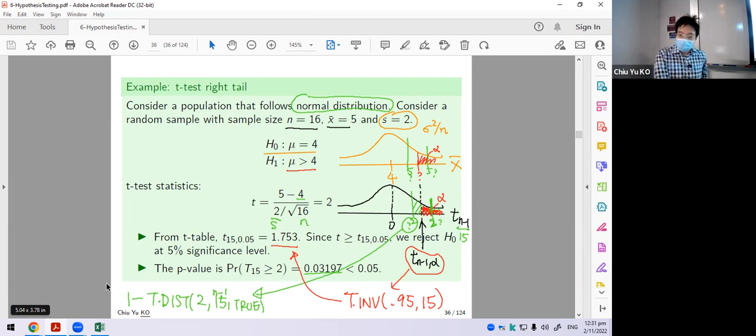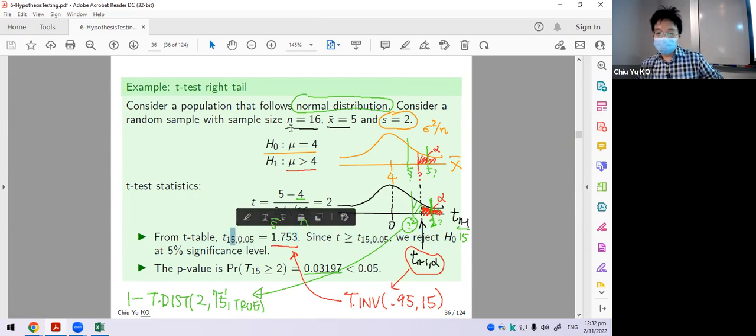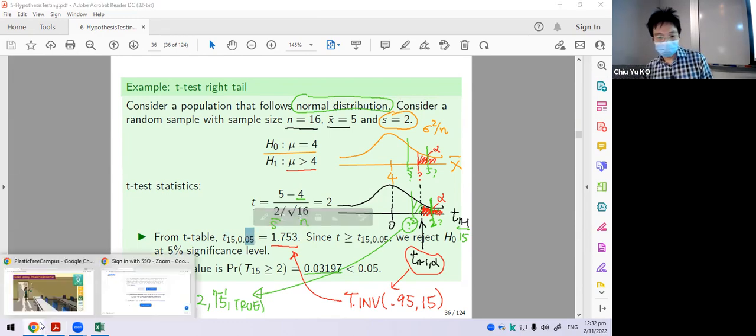So let me continue. I just want to show again how to use the T table. If this is the question, how can you find this value? And this 15, I want to remind you, comes from 16 minus 1. And 5% is given by our usual practice. If you don't specify what to use, use 5%. So let's look at the T table.